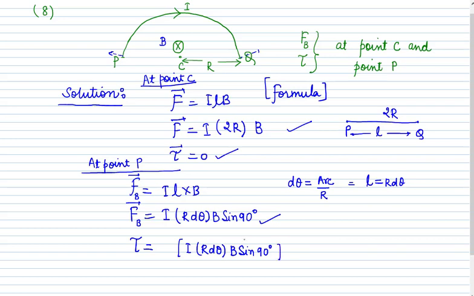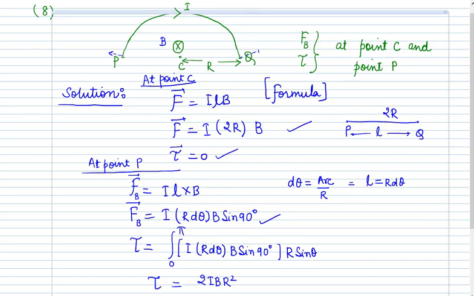And this R, if you see, will be R sine theta. And we have to integrate it from 0 to pi. Then the resultant you will get is 2 I B R squared. So that is the torque that will be acting at the endpoint. So this numerical is now done.